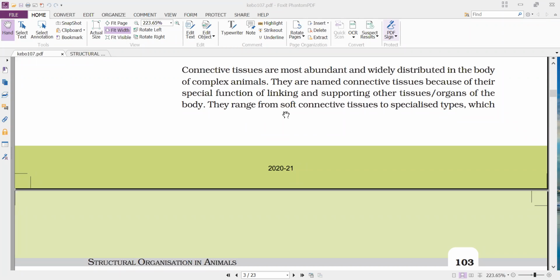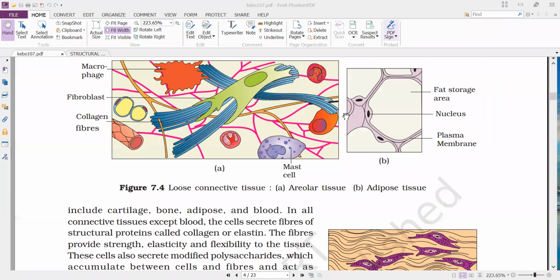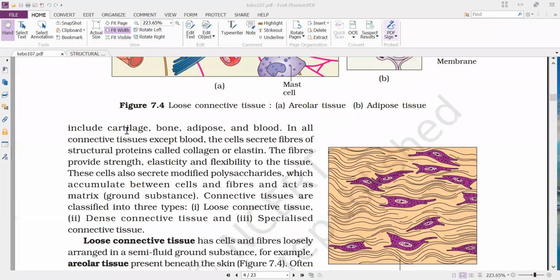They range from soft connective tissues to specialized tissues. That means some are soft in nature and connect different parts; they are involved in supporting and also have some specialized functions. The specialized types include cartilage, which is a type of connective tissue, and the bones present in animals, which are also a type of connective tissue.